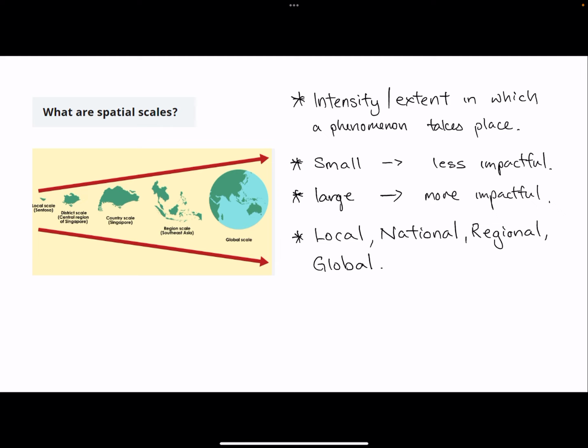And generally, the four scales that we tend to look at in school as part of O-level geography are local, national, regional, and global scale. So let's think about it. Can we have an example of, let's say, a disease that is typically only of local scale?